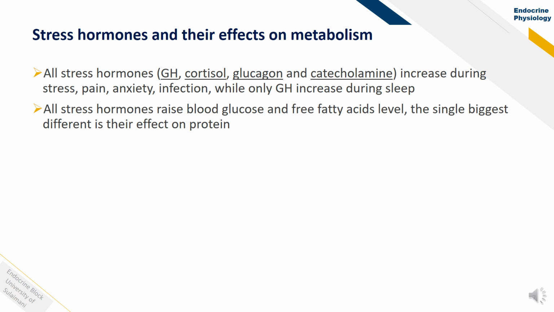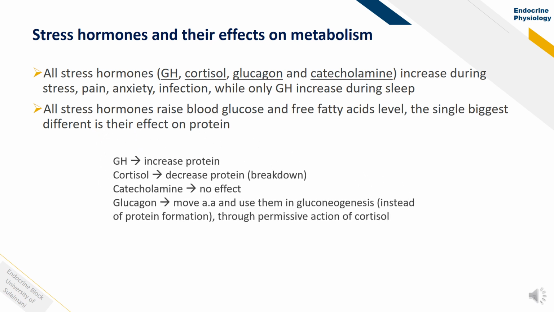All stress hormones raise blood glucose and free fatty acid levels. As we said, they are increased during stress because we need these nutrients to be available during stress. The single biggest difference in their effects is their effect on protein. Growth hormone increases protein, of course, because it causes growth. Cortisol decreases protein because it causes breakdown of protein. Catecholamines have no significant effect on protein. Glucagon doesn't cause breakdown of protein, but it removes amino acids and uses them in gluconeogenesis to make glucose instead of protein formation, so less amino acid is available for protein formation.